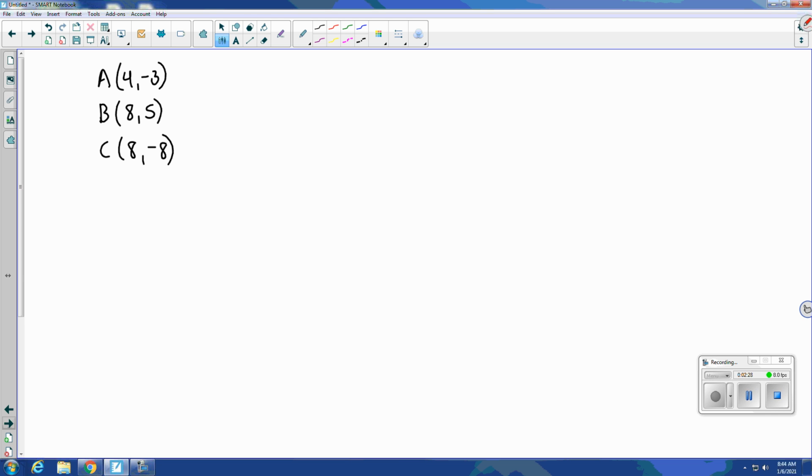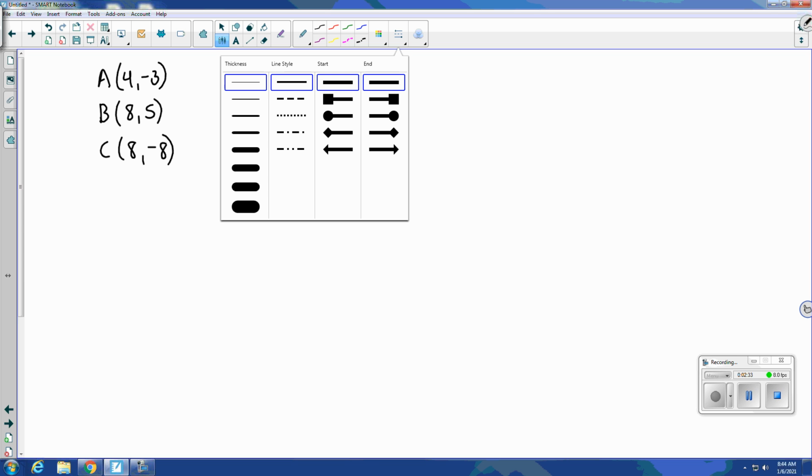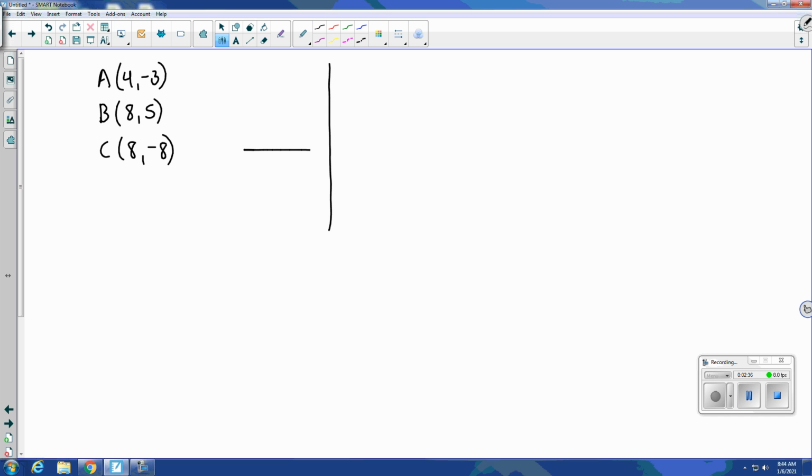So we have these 3 points, A, B, and C. We can do a rough sketch of where these would be located on the coordinate plane to get an idea what type of triangle we're working with. So if we have 4, -3, and this won't be perfect just due to the scaling of my own coordinate plane that I'm drawing by hand. So 8, 5, and then 8, -8. So we have A, we have B, we have C.